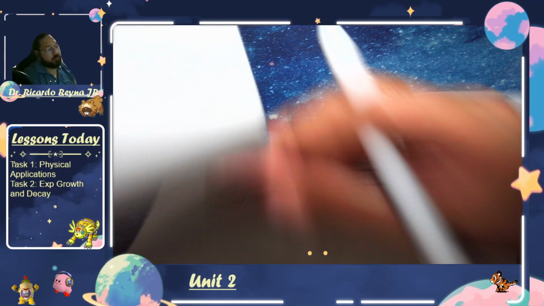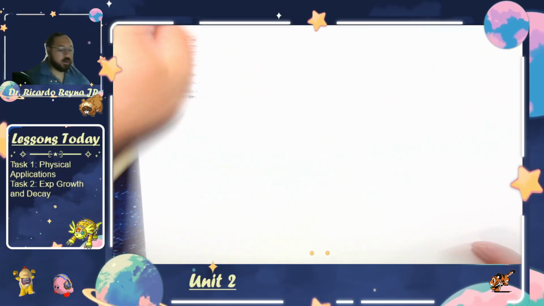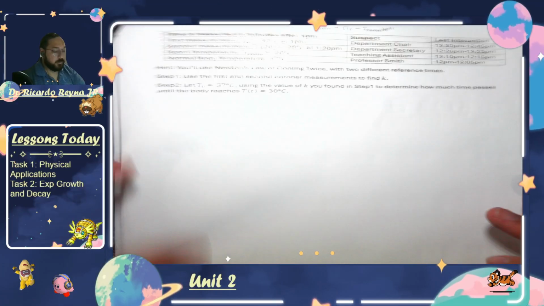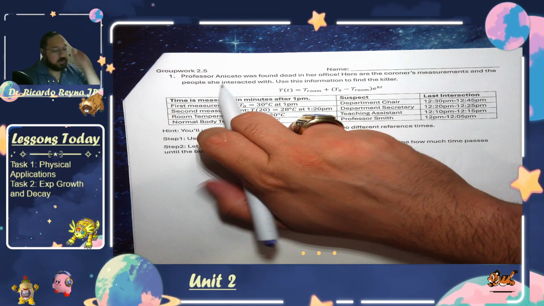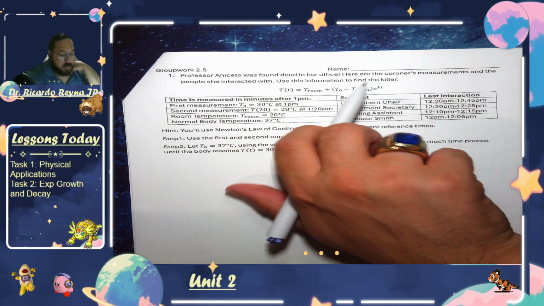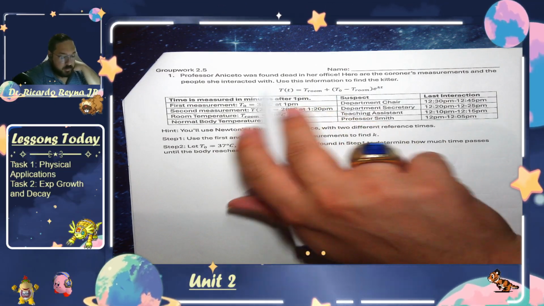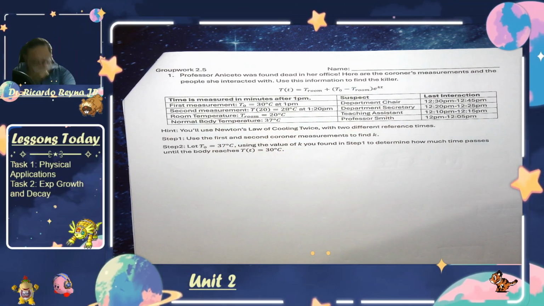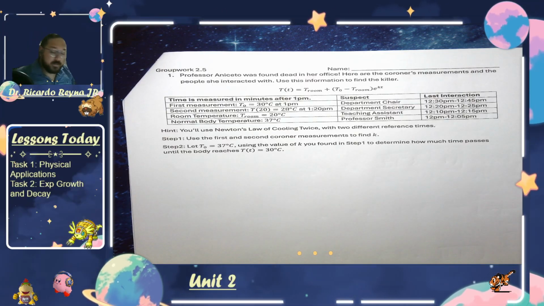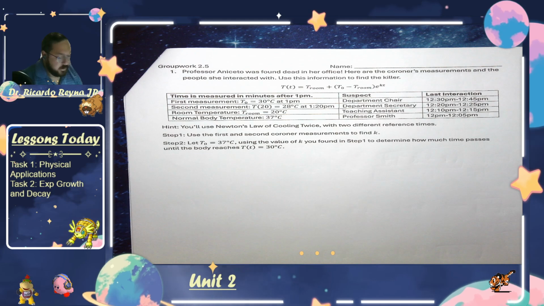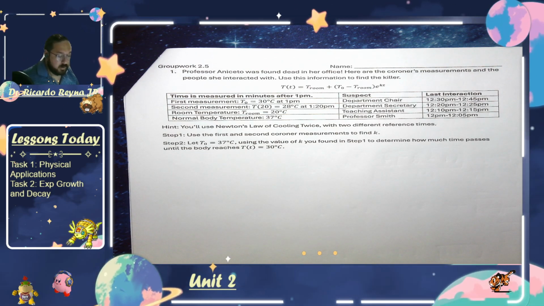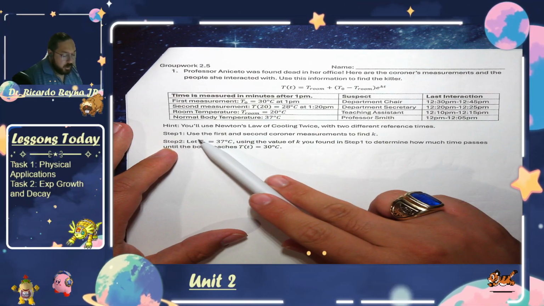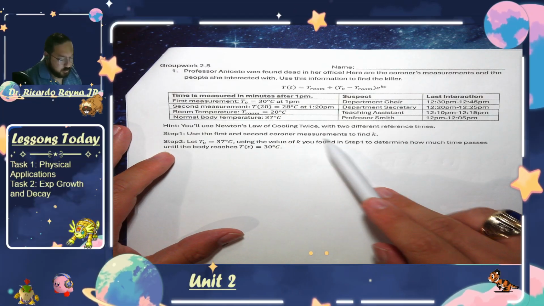Let's do 2.5. Now, 2.5, I liked it. It's a little fun. This is a friend of mine, Professor Aniceto, who was found dead in her office. Here are the coroner's measurements and the people she interacted with. Use this information to find the killer. Hint, you will use Newton's law of cooling twice with two different reference times. Step 1. Use the first and second coroner's measurements to find K.